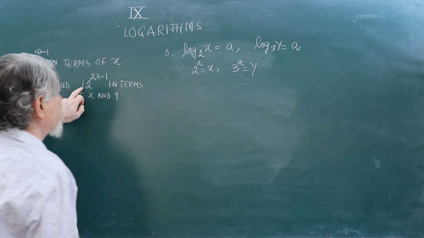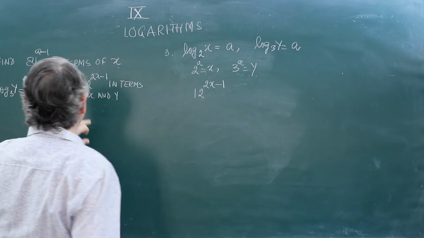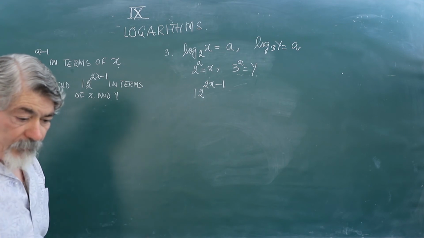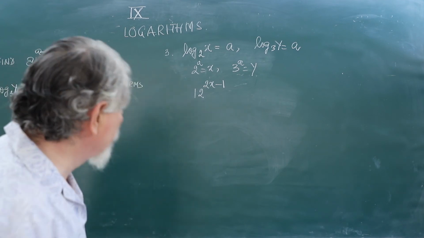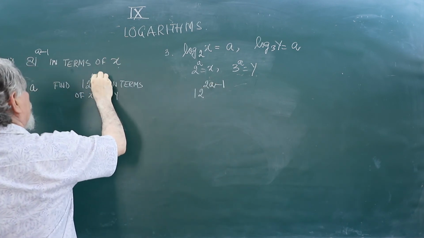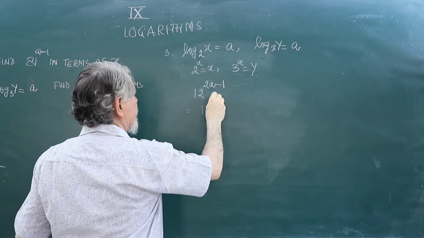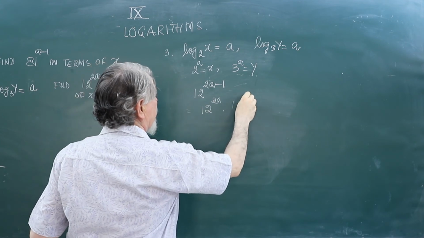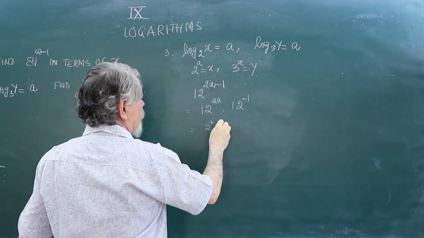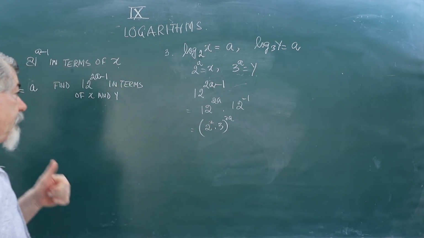Now we have to express 12 to the power a minus 1 in terms of x and y. It is a, not 2x. So 12 to the power a, 12 to the power minus 1. 12 means 2 to the power 2 into 3, so 12 to the power a is 2 to the power 2a into 3 to the power a. Why? 2 to the power 2 is 4, 4 threes are 12.